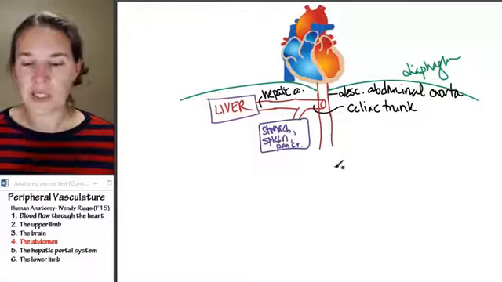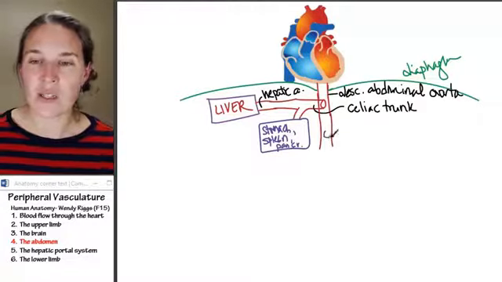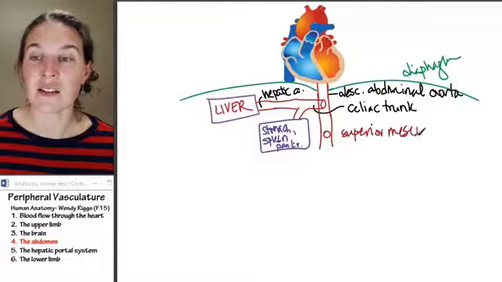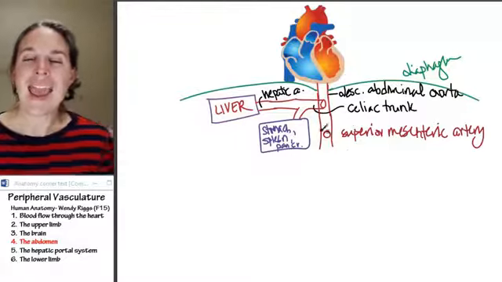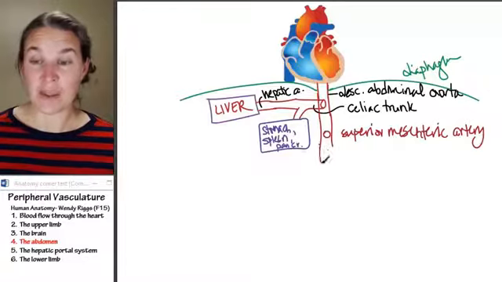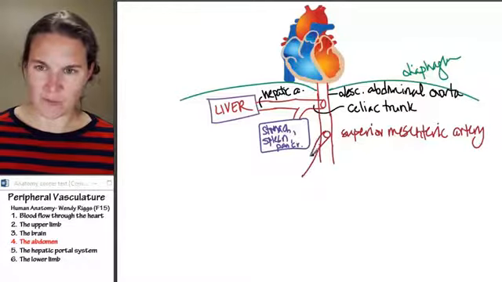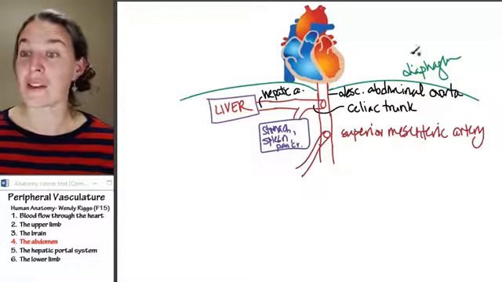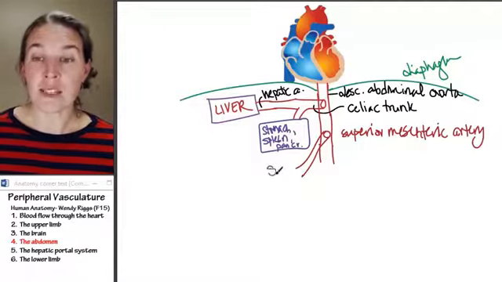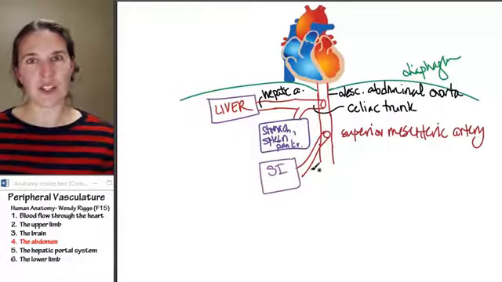Branch number 2, we can go back to our red color. Branch number 2 happens just inferior to the celiac trunk, and this guy is called the superior mesenteric artery. And once again, the superior mesenteric artery is going to have lots of branches. But I'm going to draw it, I'm sort of not having very much room here, but I'm going to draw it like this, and I'm going to tell you that it feeds mostly the small intestines. Okay, so far so good. Like, this totally works for me.